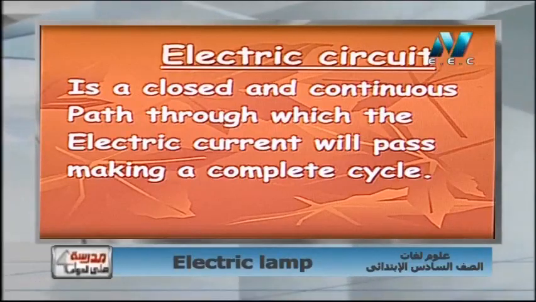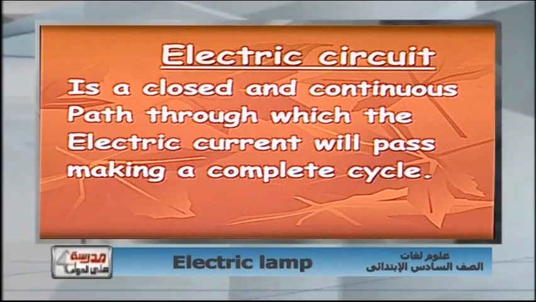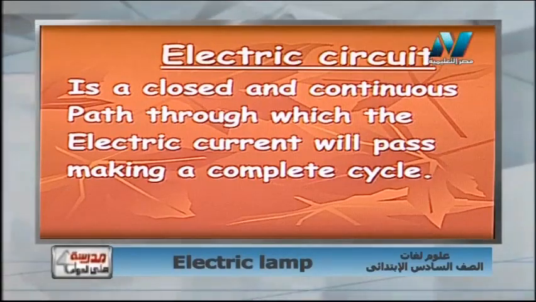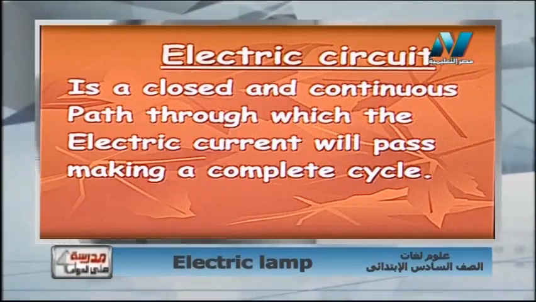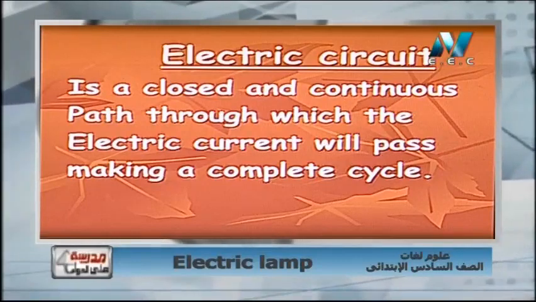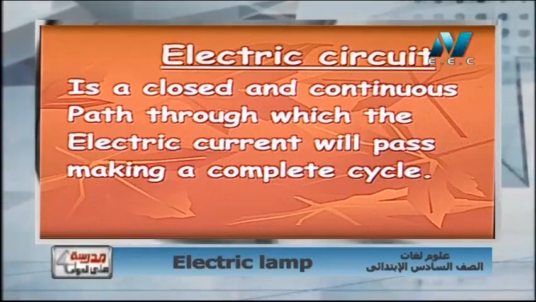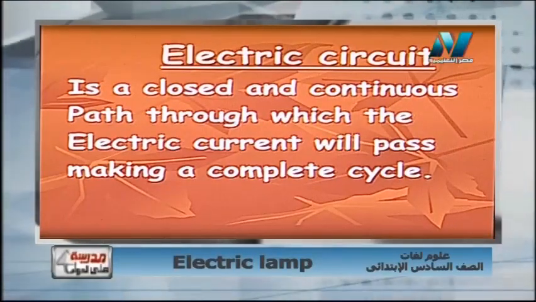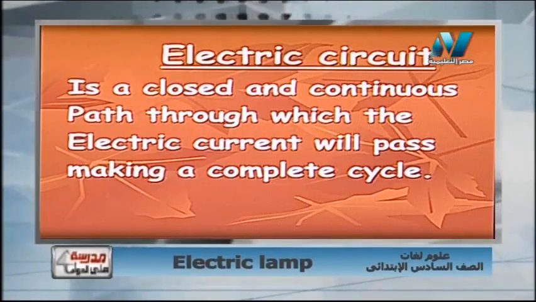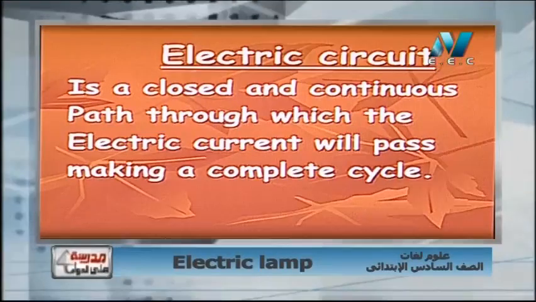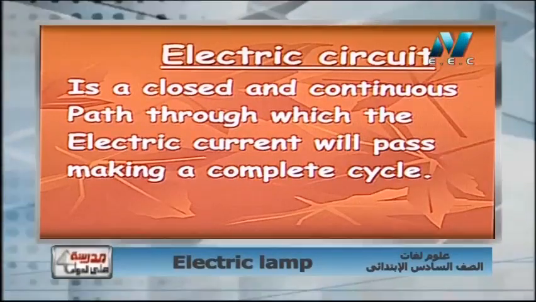طب لو في أي cutting للسلك أو اللامب مش واصله بالباتري أو مفيش باتري فور إكزامبل، كده بقت الدايرة مش continuous مش closed، يبقى معنى كده مفيش electric circuit، مفيش دايرة كهربائية. الدايرة الكهربائية لازم تكون كلها connected متصلة ببعضها. Again, electric circuit is a closed and continuous path through which the electric current will pass making a complete cycle.